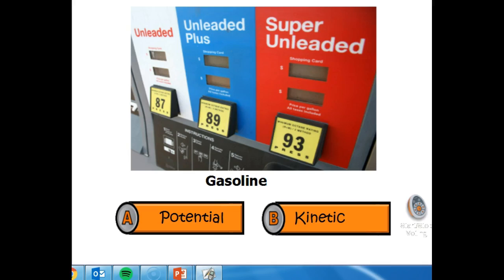Let's try this one. Here's some gasoline. It's just sitting in the pump. It's not being pumped out yet. It's just sitting there. Is that potential or kinetic? If you said potential, you're right. Gasoline has potential energy because of its atoms.